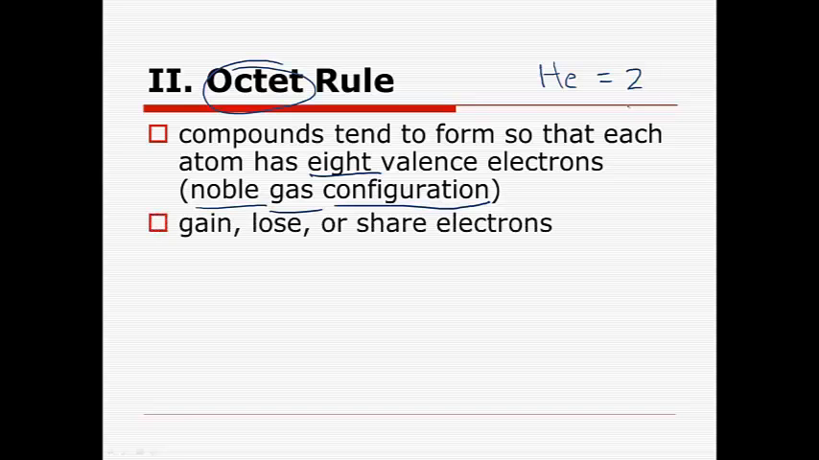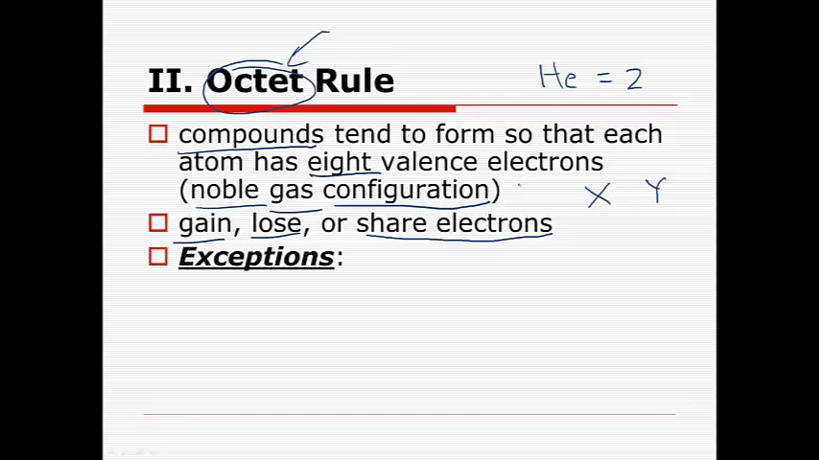So what does this have to do with making compounds? Well, depending on what atoms are bonding, what is X, what is Y. X can gain or lose an electron, Y could gain or lose an electron, or they both could share electrons, so that when you count the number of electrons total, hopefully they end up with an octet. Now, there are some exceptions.